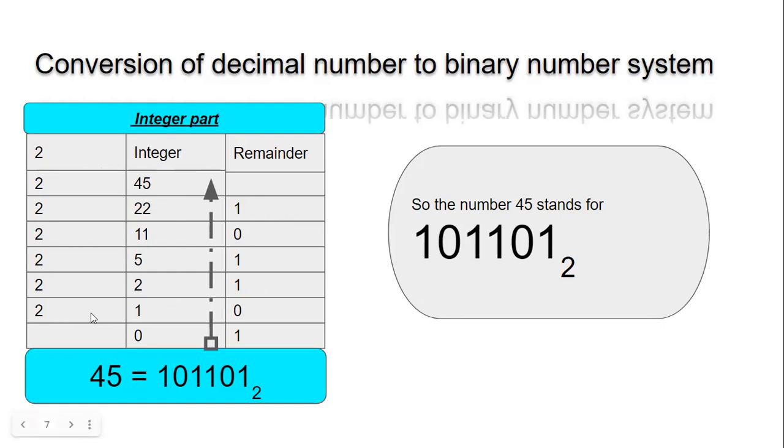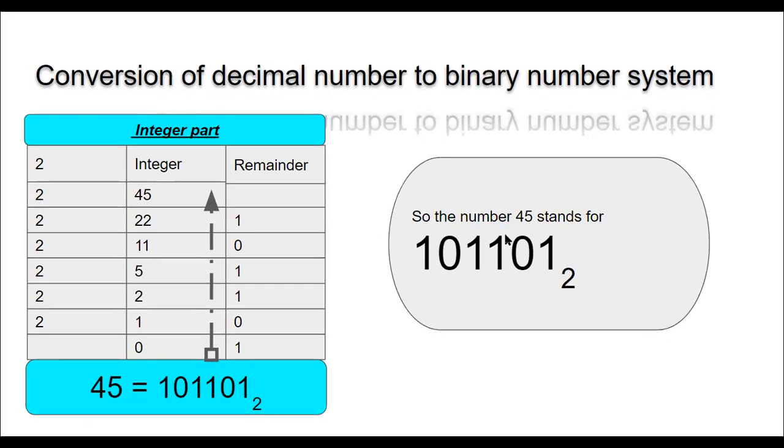And then when we cannot divide 1 by 2, we get 0 as the answer and we take the remainder as 1. Now from the bottom part we go to the top part, which is 101101. And so the number 45 stands for 101101, and the bottom number we just won't consider it.